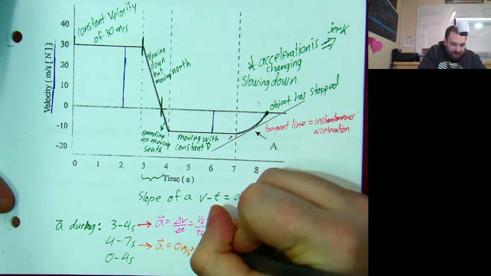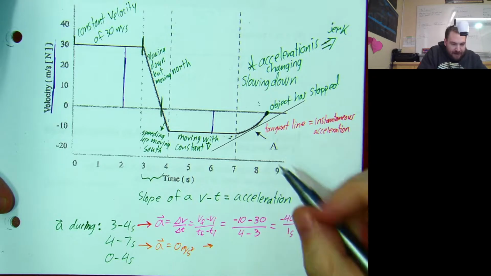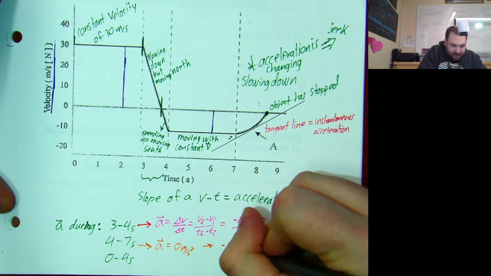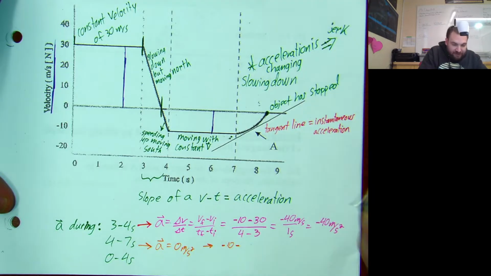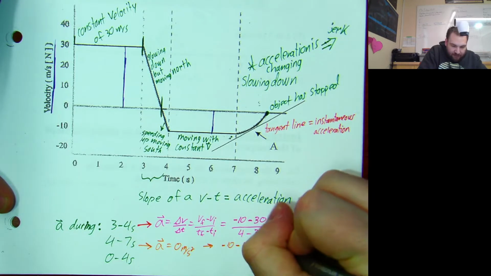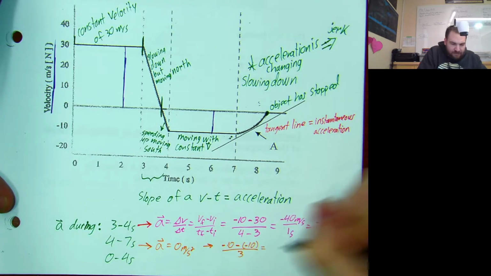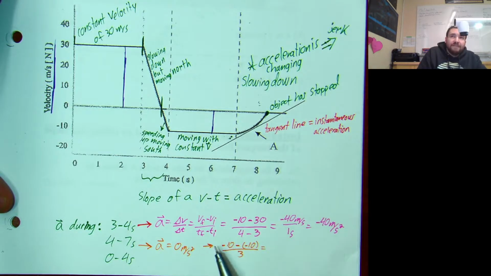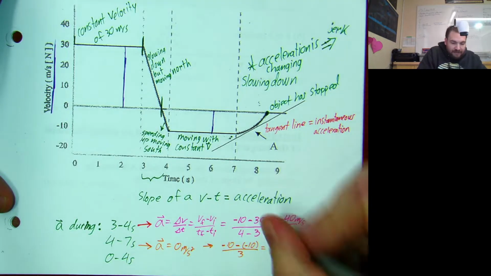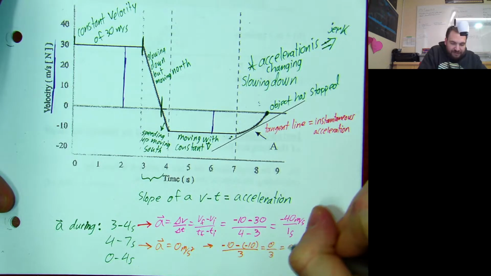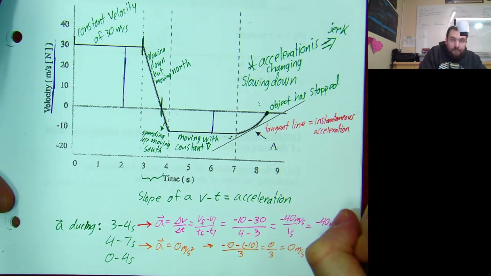We could show that really easily using the same calculation we did before. My final velocity at 7 seconds is just negative 10, minus my initial velocity of negative 10, divided by 3 seconds, the 7 minus 4. Well, negative 10 minus negative 10 is 0. That's going to be the same thing as negative 10 plus 10. 0 over 3 is just 0.